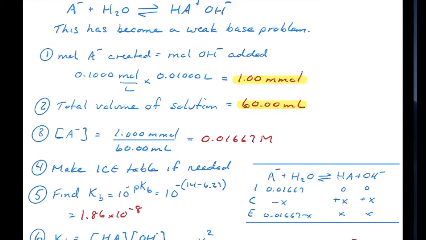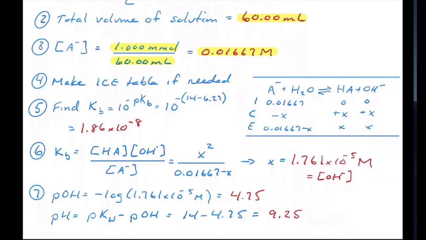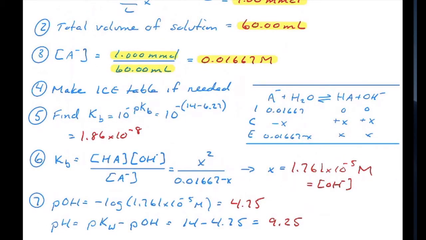Since this is a weak base problem, we're going to have to go through the equilibrium expression or an ice table if you want to do it that way. So we're going to need concentrations. So the concentration of A minus is going to be the moles per liter or the millimoles per milliliter, which gives us 0.01667 molar. So now the next step, if you want, you can make an ice table. Here's our reaction, and this is the concentration of A minus. Initially we had 0 HA and 0 OH minus. Once it reaches equilibrium, we're going to have the situation here at the bottom of the ice table.